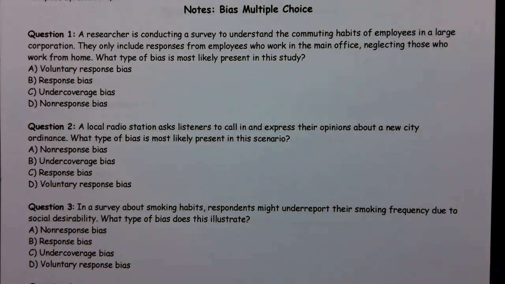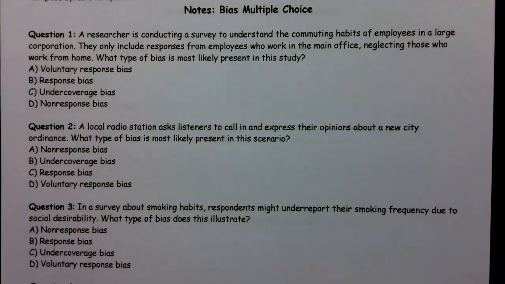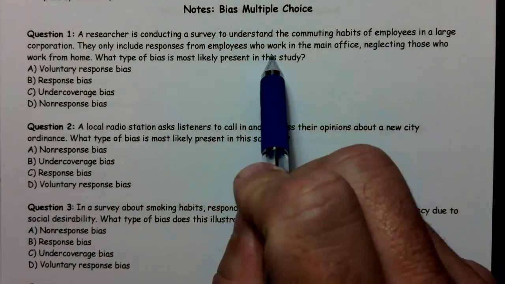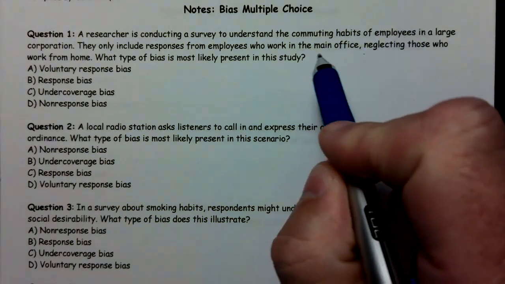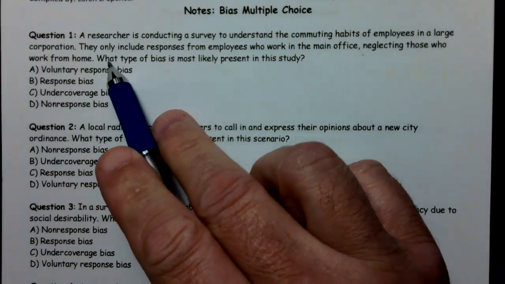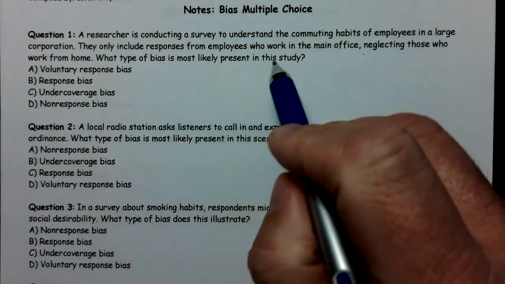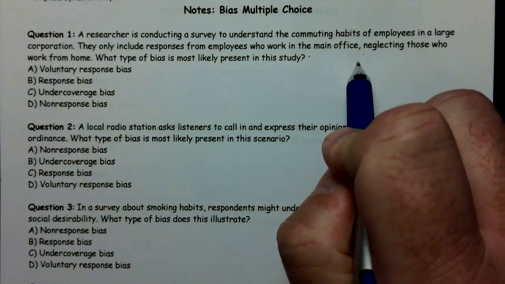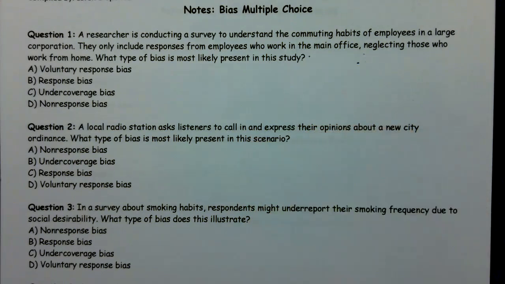A researcher is conducting a survey to understand the commuting habits of employees in a large corporation. They only include responses from employees who work in the main office, neglecting those who work from home. So we have the main office, but not those poor saps working at home. What type of bias is this?